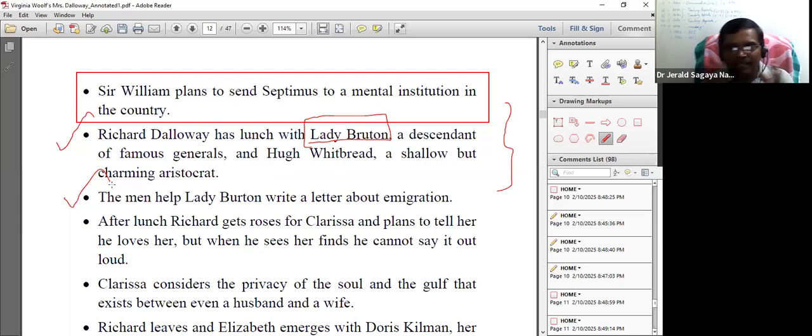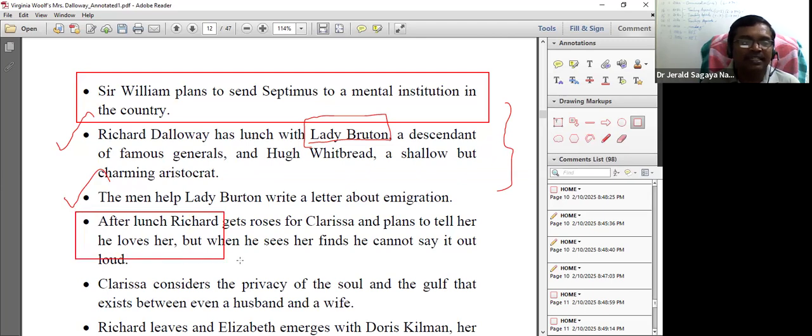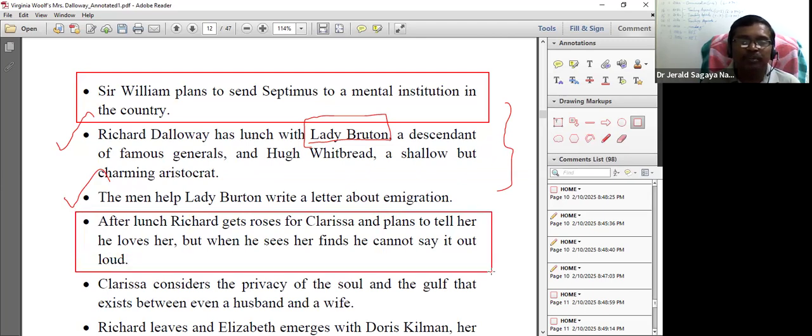Okay, after lunch, you find there is a little problem that Richard suffers from. He wants to meet Clarissa and tell Clarissa that he loves her, but he is unable to tell it aloud. அவ என்ன புரிஞ்சுக்க மாட்டாளா, நான் எல்லாமே அவளுக்காக தானே செய்யறேன் அப்படின்னு சொன்னாலும், women expect that love should be declared aloud. ஆனா இவனால அது சொல்ல முடியல. Did you understand, teachers?